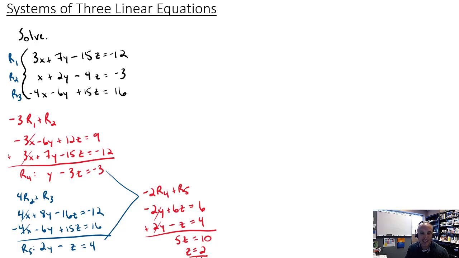And once we know that z equals 2, we could plug that back into row 4 or 5 to solve for y. So I'm going to plug that back into row 4. Row 4 would be y minus 3 times 2, which is 6, equals negative 3. And now I can add 6 over to see that y equals 3. So I know z and y.